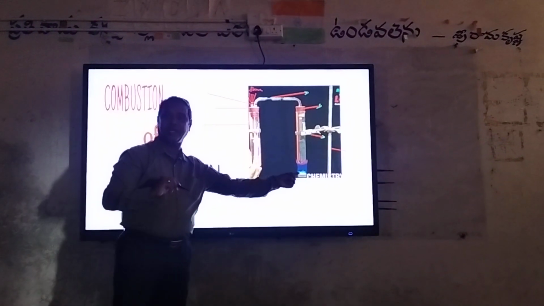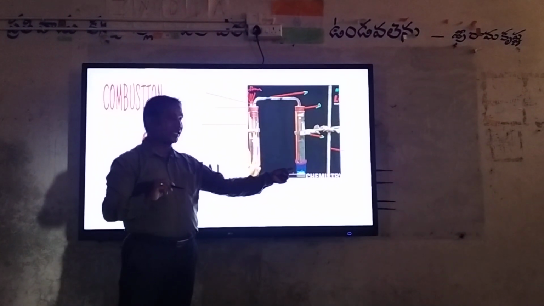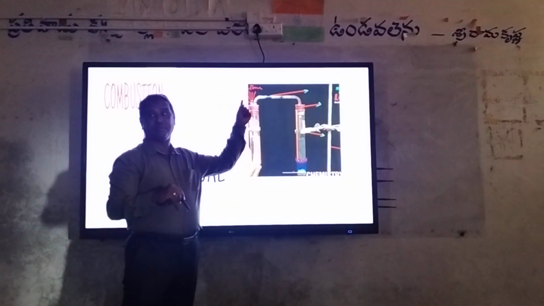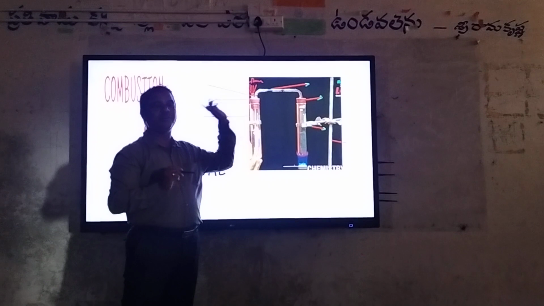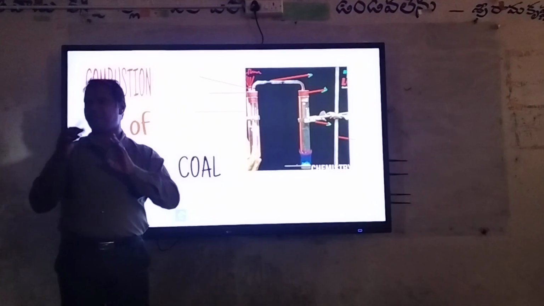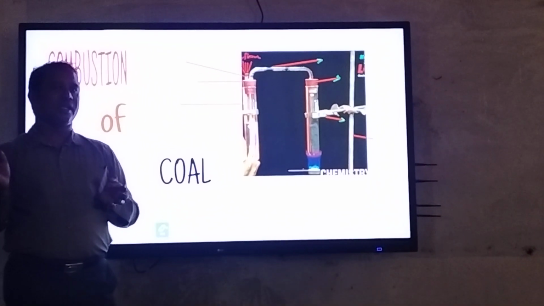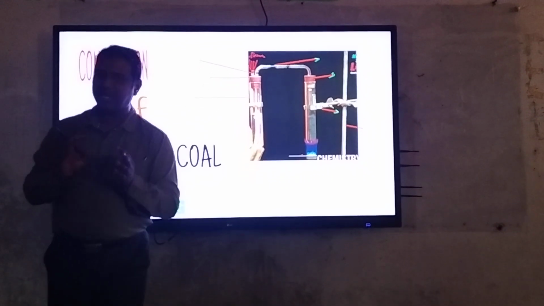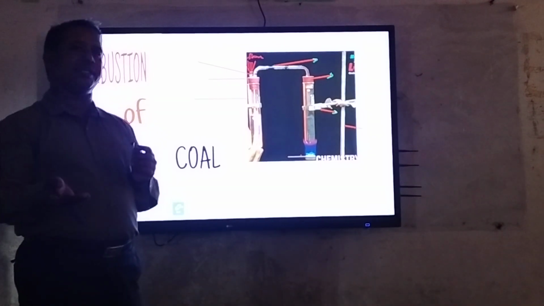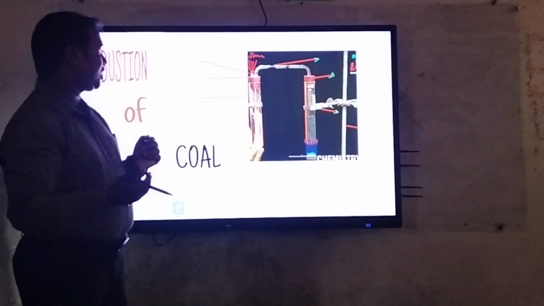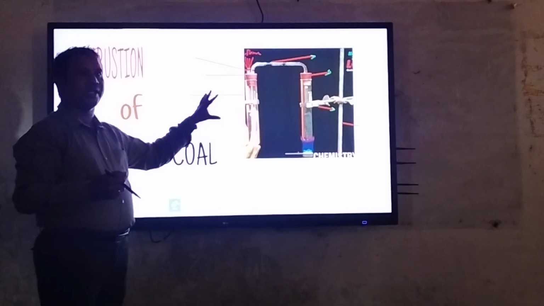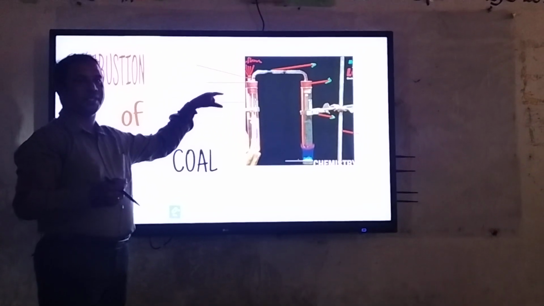Here the gas is burning. Already we know the gas stove. Here there is no gas stove and no cylinder, but it is able to burn because of the emission of gases. So in this way we can conclude that coal is a fuel and it will liberate some gases when we heat it. So this is about our experiment. Now you have to draw the diagram like this and label the parts. Okay. Thank you.